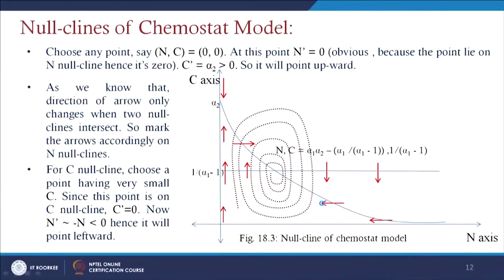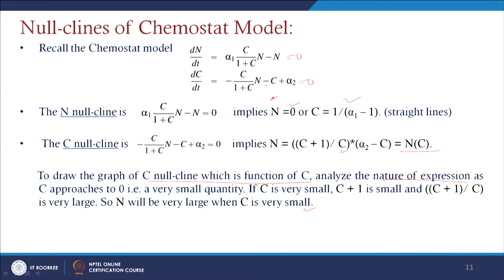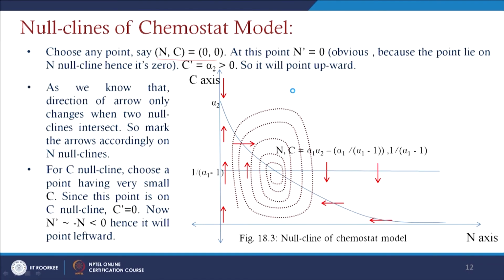So, at n, c as 0, 0, whenever we have resources as 0 and the population as 0, obviously this point lies on the n null line. So, both will be 0. At that point we can see that whenever n equals 0 and c equals 0, the resource is alpha 2 there. So, directly we can say that c dash equals alpha 2, greater than 0. So, it will point upward from this 0, 0 point.